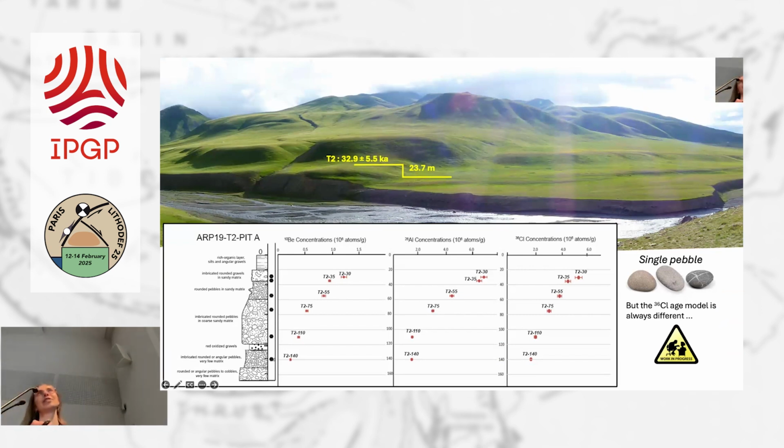And here you have fluvial terraces that are offset and uplifted by a thrust fault. I did the same, but this time I used single pebbles and I did my 3 isotopes all together. As you can see, it's working really well. I have an age of around 32, but I still have some troubles when I'm using the chlorine. And it's everywhere like that when I'm using these techniques.